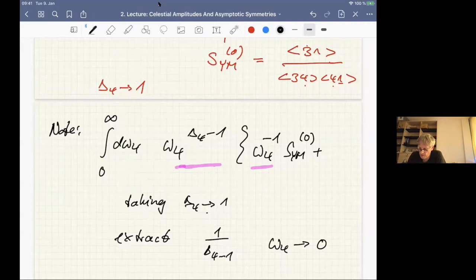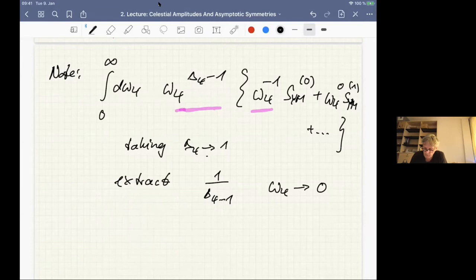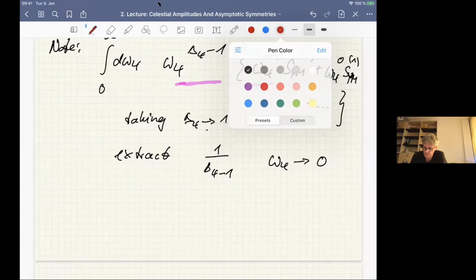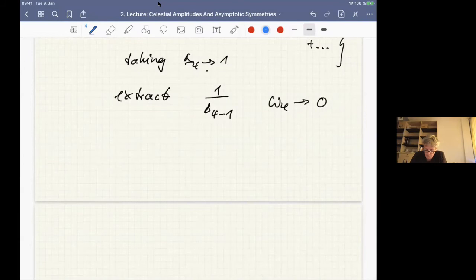But there are higher orders, like omega 4 to 0, and then this gives you the next order in the soft terms. So in other words, the endpoint celestial amplitudes, I assume qualitatively such a soft expansion.